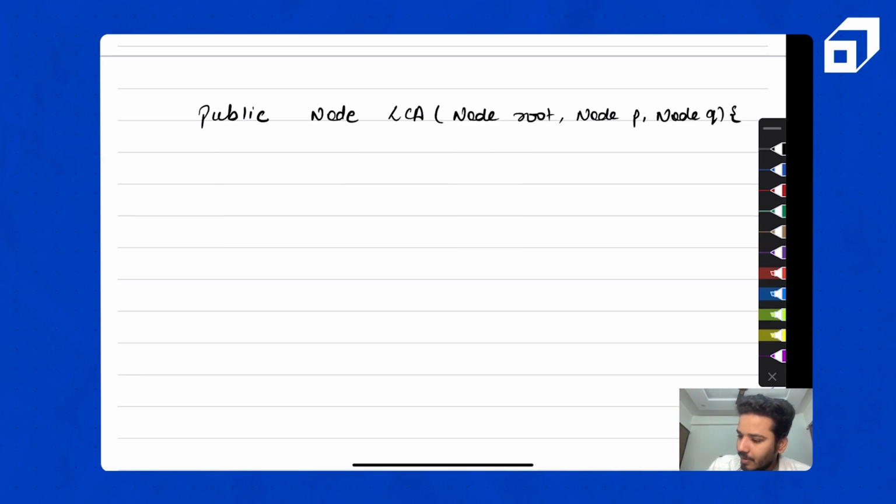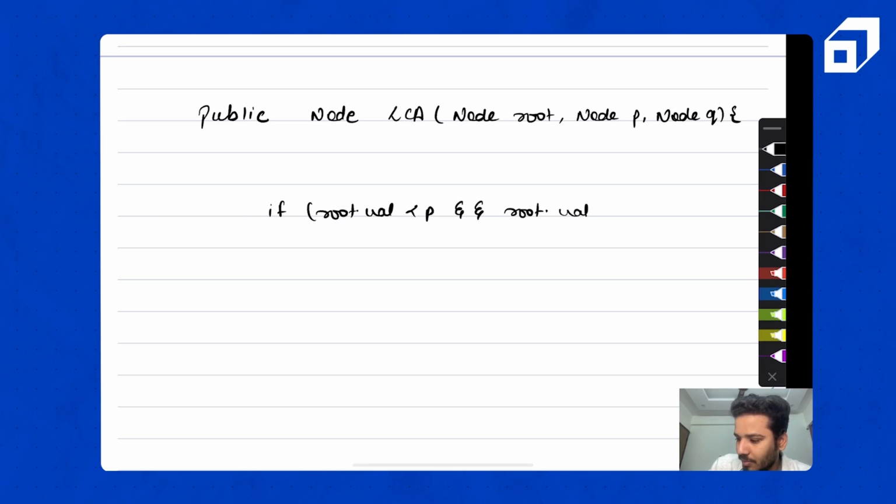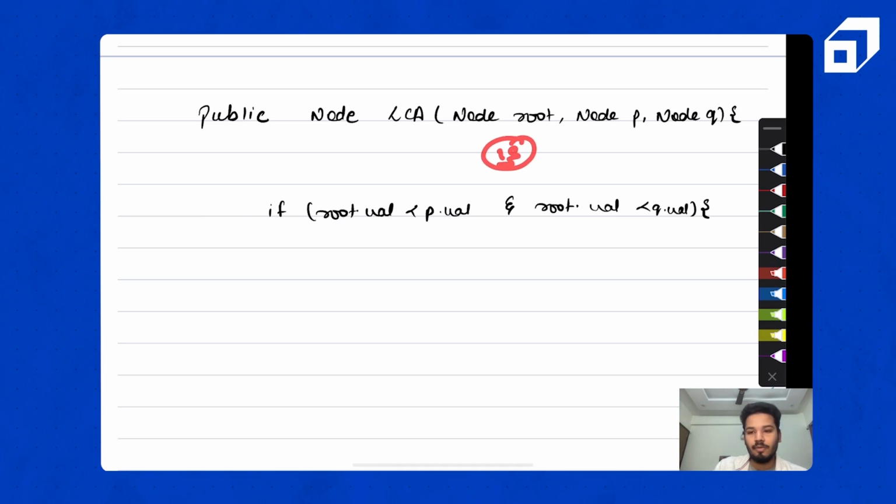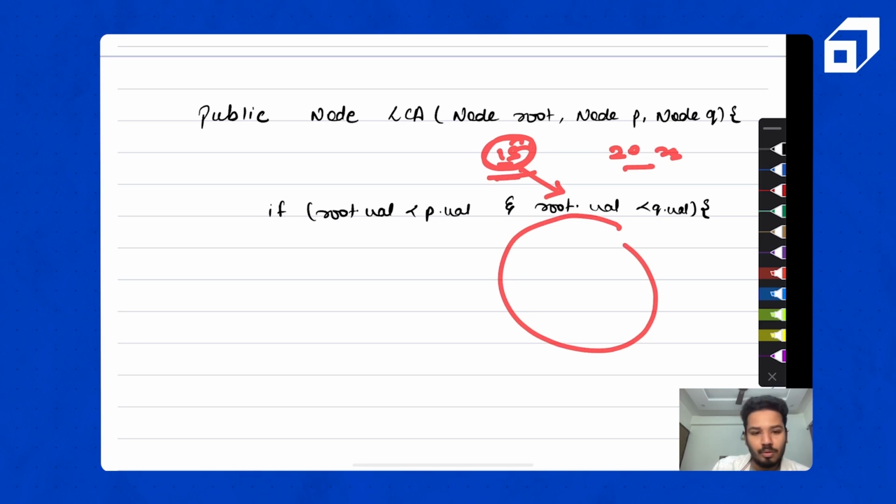So let's quickly see. I'm given the nodes P and Q. I'm given the root node. So what will I do? Simple. If root dot value is less than P dot value and root dot value is less than Q dot value, so this means what? I am 15 and the nodes for which we are calculating the LCA are 20 and something like 25. So I'm smaller than both of them. So 100% both the nodes are on my right side and I'm not the LCA. So we'll go to the right side.